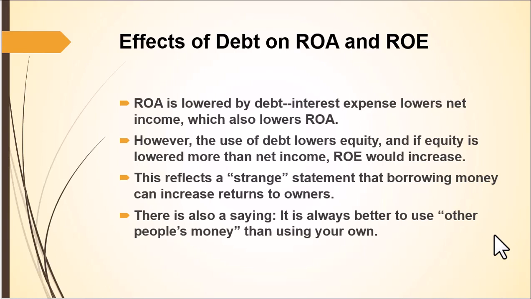The use of debt, though, also lowers equity. So if equity is lowered more, then you would expect ROE would increase. This reflects a strange concept, if you will, that basically says if you borrow money, you're going to increase the rate of return to owners. So let's see if that makes some sense. If a company cannot borrow, that means they cannot buy more stuff, right? They can't increase and expand the company, which means their profits are going to be at a certain level and won't be able to increase.